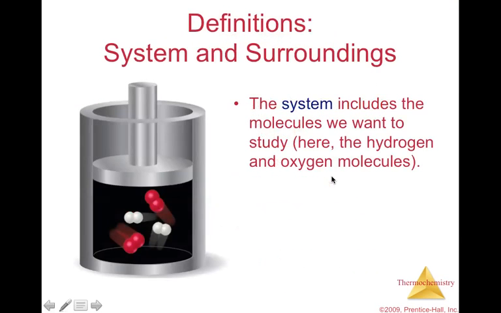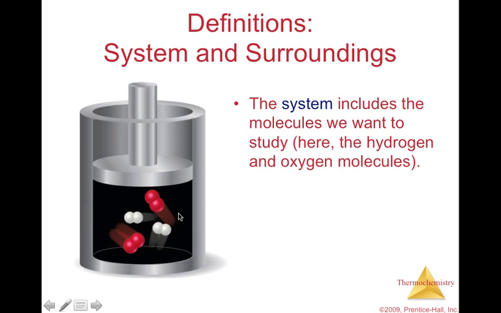Okay. Next thing we're going to talk about is system and surroundings. So what you need to know is that a system includes all of the molecules or whatever things you are studying. So in this case, it's going to be the hydrogen and the oxygen molecules. Where the red ones are the oxygen molecules and the white ones are the hydrogen molecules. So that's your system. That's what we're looking at. That's what we're trying to study in this.